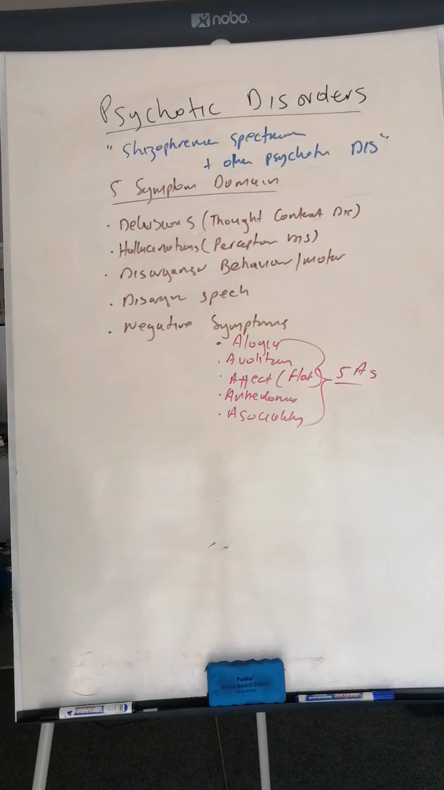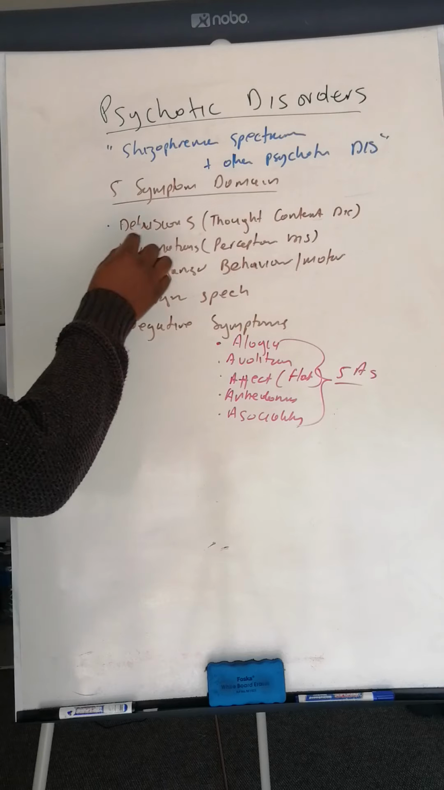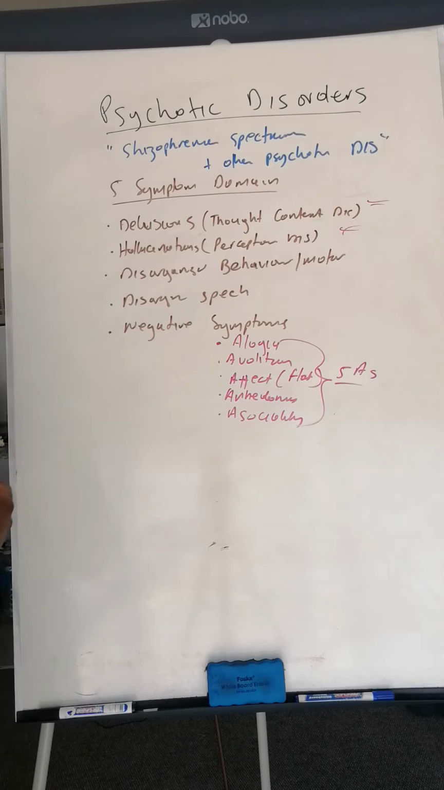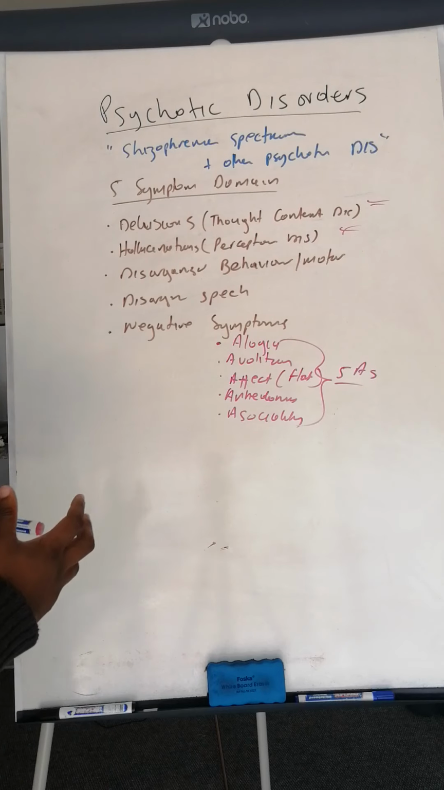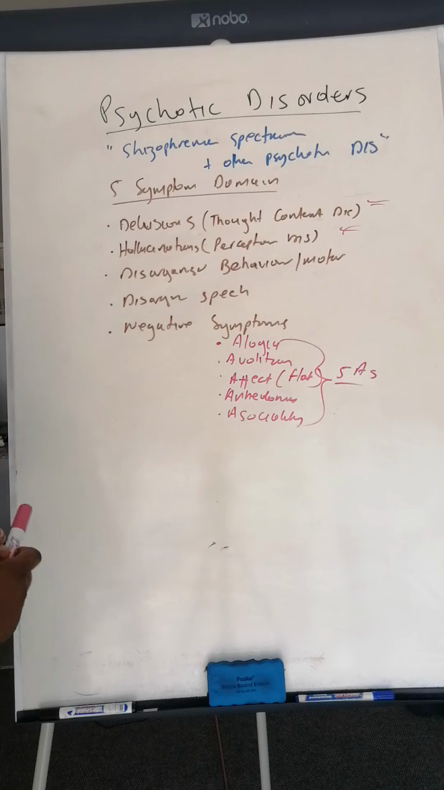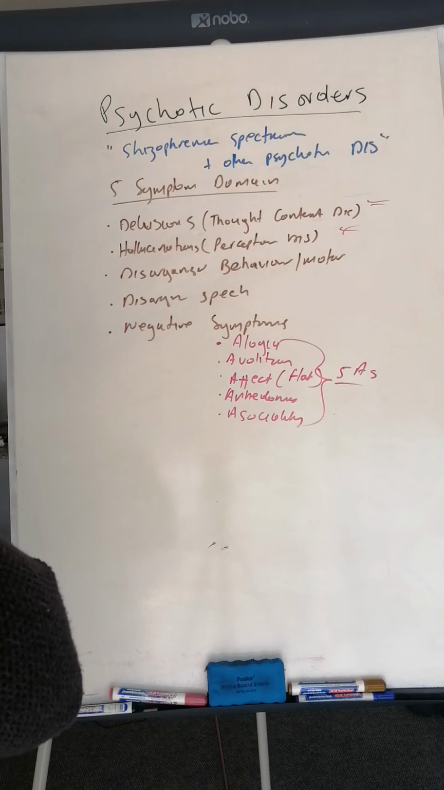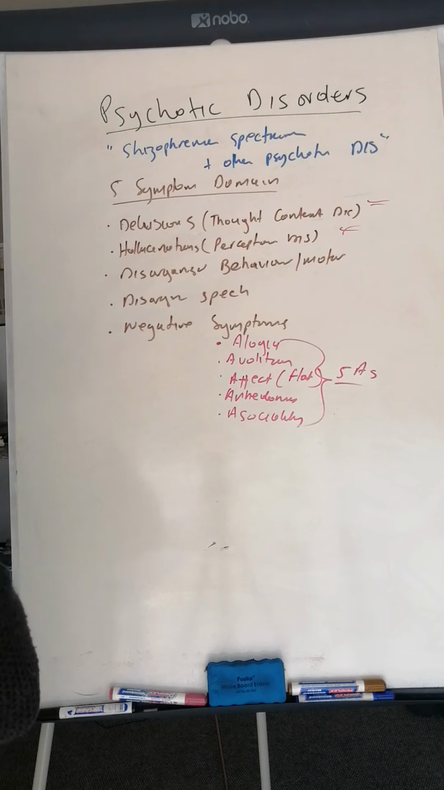Those are negative symptoms. Maybe ask yourself, if these are negative symptoms, then which ones are positive symptoms? These are positive symptoms. We'll talk about positive symptoms, negative symptoms, all those things later on. But now I want us to have a broad overview of psychotic disorders. Now maybe you're wondering, what are these terms?